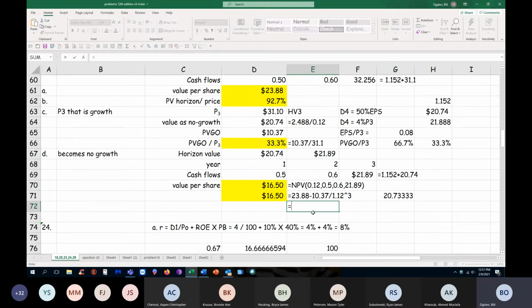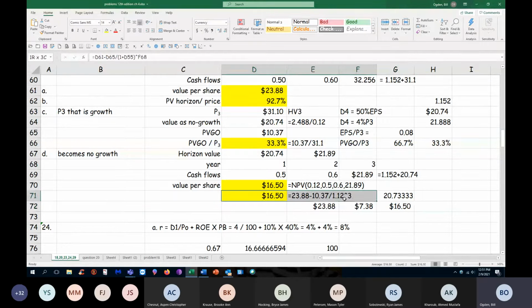I can take the price that I have now, 23.88, and let's take out the part that changes. So 3 years from now, the company will be worth 10.37 less. So I can say equals 10.37 divided by 1.12 raised to the third. It says it's worth 7.38 less. I'll take the 23.88, subtract the part that's no longer there, and I get the same 16.50. So we could do that either way.